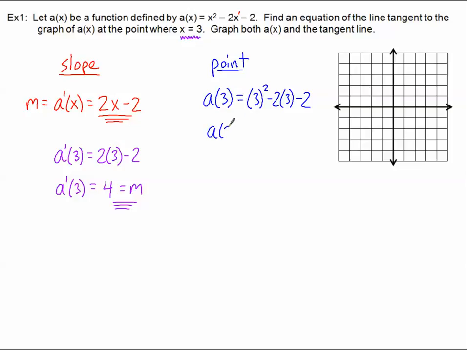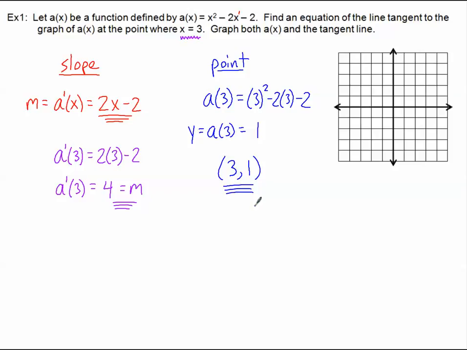So a of 3, this is just another name for y, is equal to 9 minus 6, which is 3, minus 2, which is 1. So I know that my point is 3, comma 1. So now we have our point.